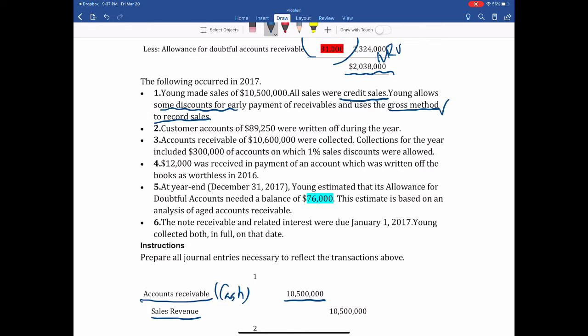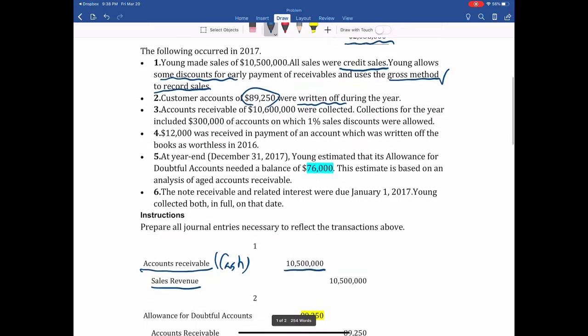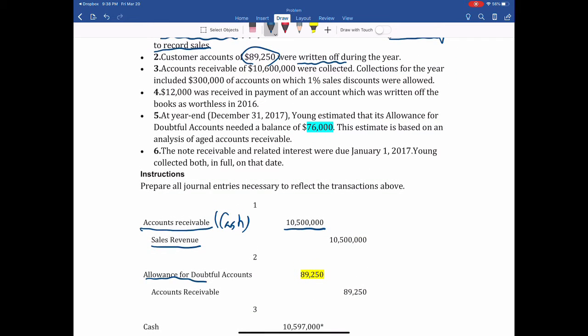That's it. Number 2, customer accounts of 89,250 were written off during the year. Okay, so this is a write-off journal entry. This question implies one customer was not able to pay this amount. So the firm has to write off this amount from their accounts receivable balance. We also know the journal entry for the write-off is debit allowance for doubtful accounts and credit accounts receivable.